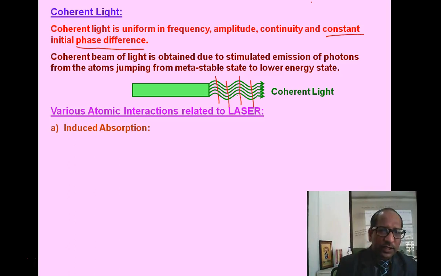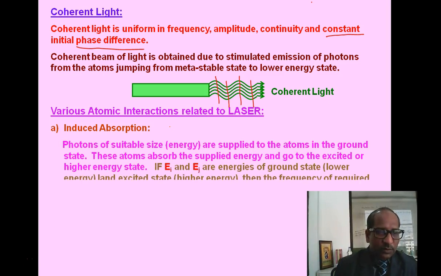Now the second important concept is about the processes. So how many processes basically run in the laser process? These are basically three. One is induced absorption, and second is emission, and emission is of two types. One is spontaneous emission, second is stimulated emission. So let us see induced absorption.